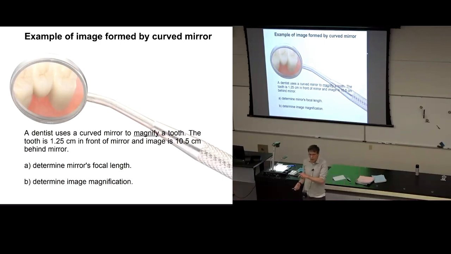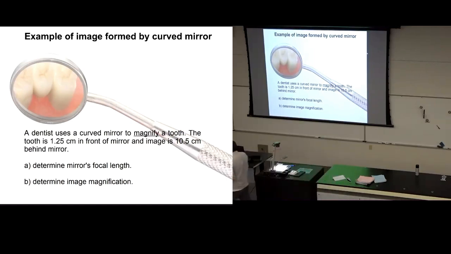Look, what are we being told in this problem? We're being told the object position, positive 1.25 centimeters in front of the mirror. We're also told the image position. It's 10.5 centimeters behind the mirror. So it's actually q equals minus 10.5, because behind the mirror is negative.